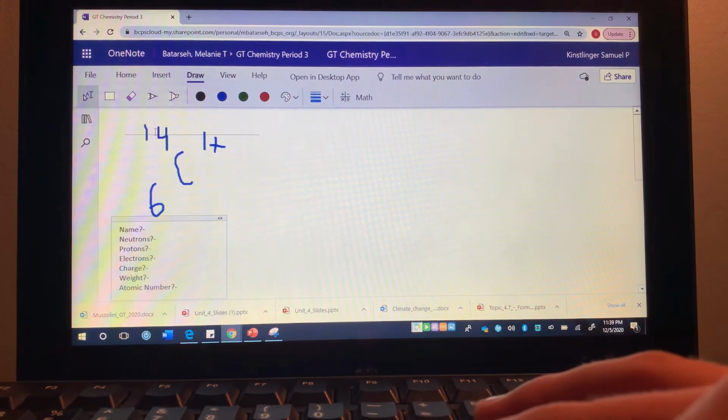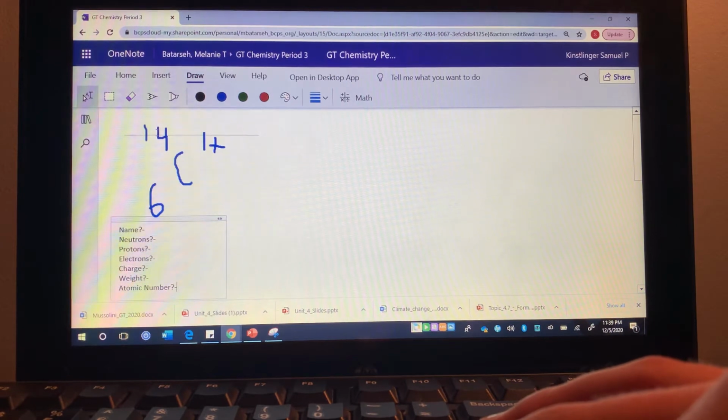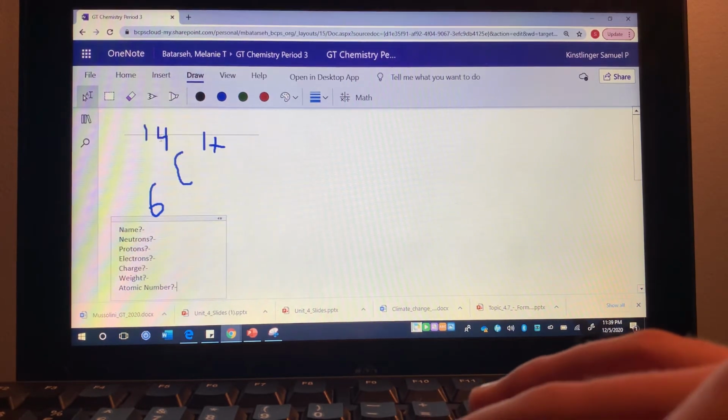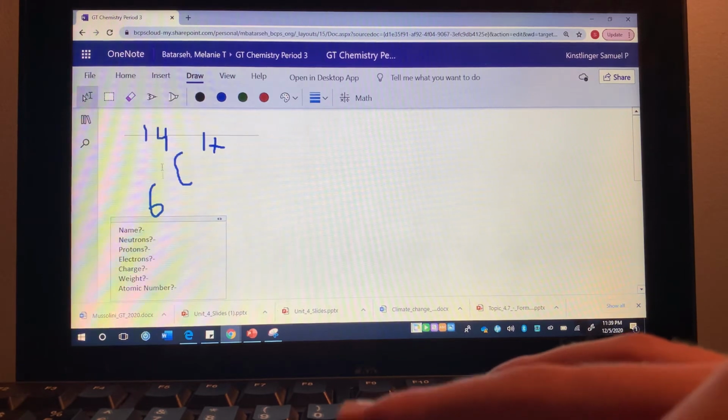And up here, we have the total. We don't have the neutrons. Many people think this is the neutrons or get confused. This is the atomic weight, which means this is the combined number of protons and neutrons.